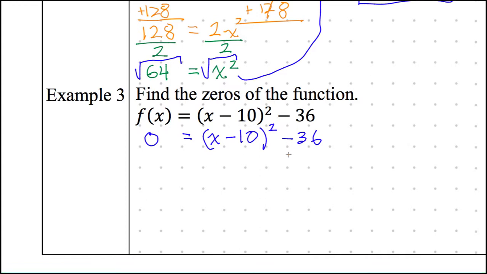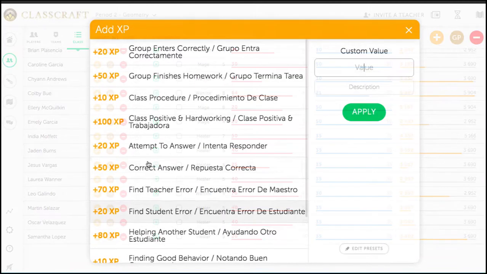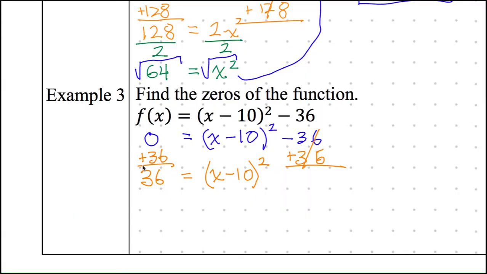You add the 36? You do. You add the 36, because that's the only thing outside the parentheses. Thank you. All right, so Sam tells us add 36, and that means we have 36 on the left and an x minus 10 quantity squared on the right. All right, thank you, Sam. Next, what are we doing?